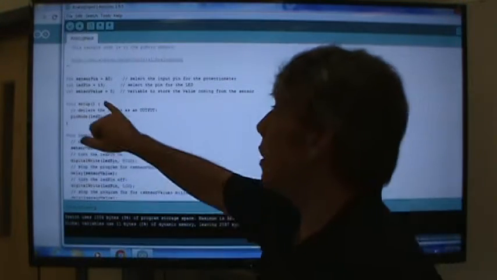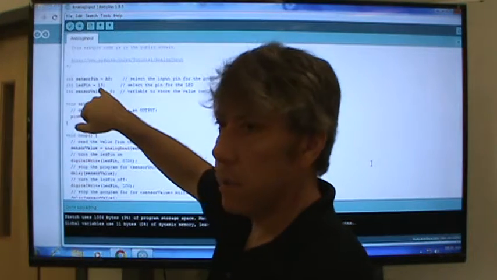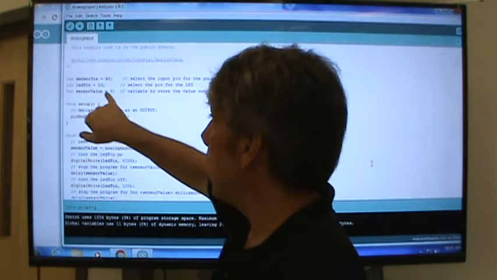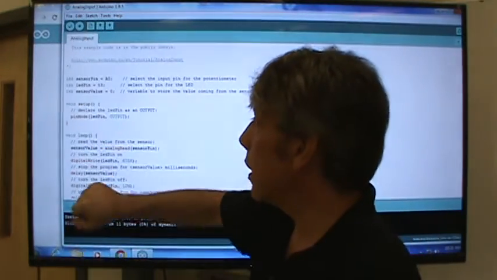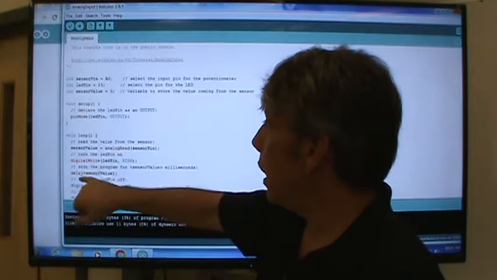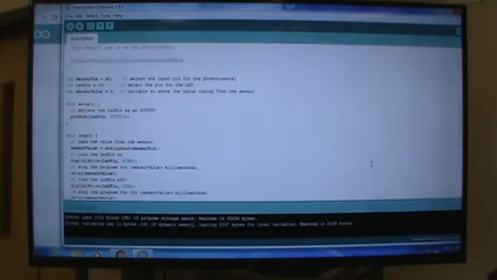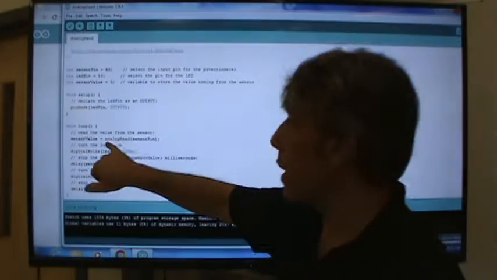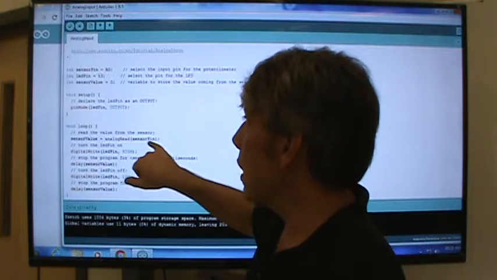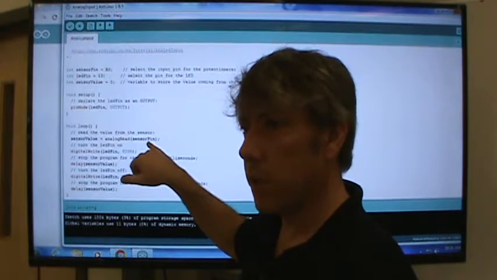It's using pin A0 as the analog input, using pin 13, the built-in LED, as an output, and declares sensor value. So here we're setting the pin mode for the LED, so it is an output. And then what it does in the loop, let's scroll down so we can see the whole loop. It uses the analog read command. This is the command you'd use to read the analog sensor pin. This is where we're going to have our voltage connected.